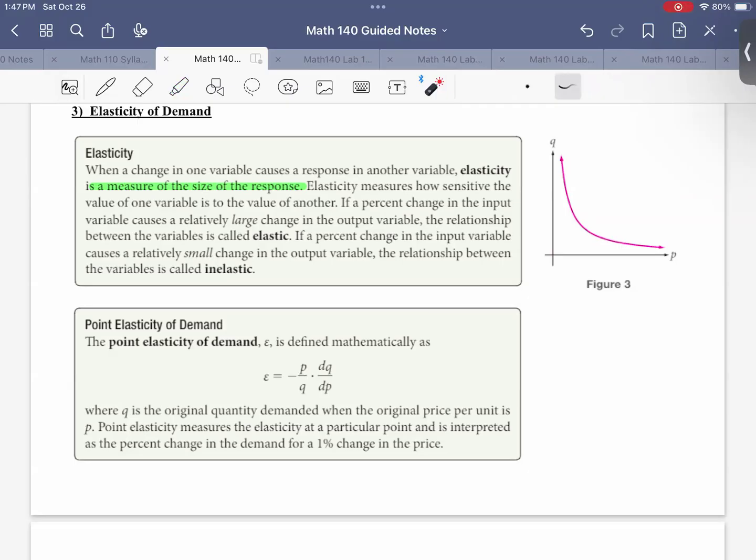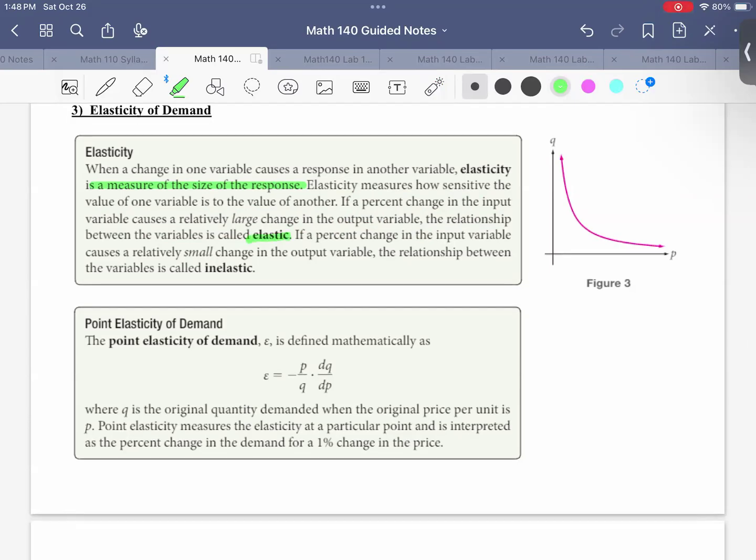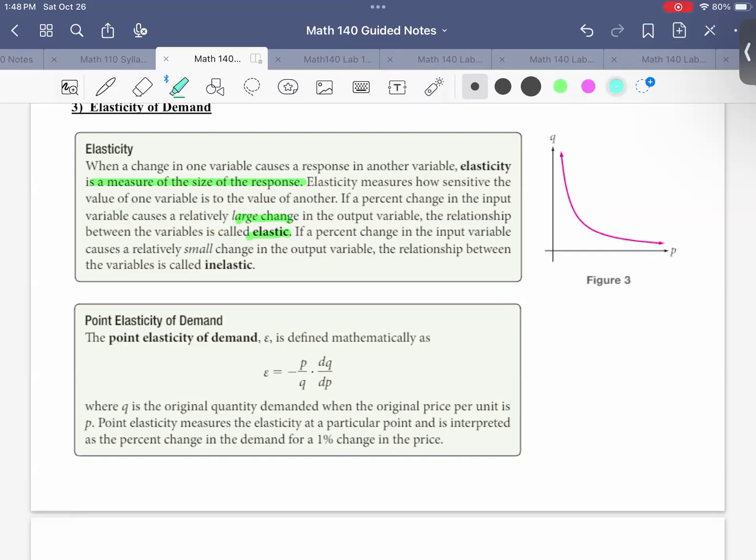So elasticity measures how sensitive the value of one variable is to the value of the other. If a percent change in the input variable causes a relatively large change in the output variable, the relationship is known to be elastic. So if it causes a large change, it's elastic. And if a percent change in the input variable causes a small change in the output variable, then the relationship is inelastic. So small change means it's an inelastic relationship. Okay, so let's go ahead and find this elasticity.